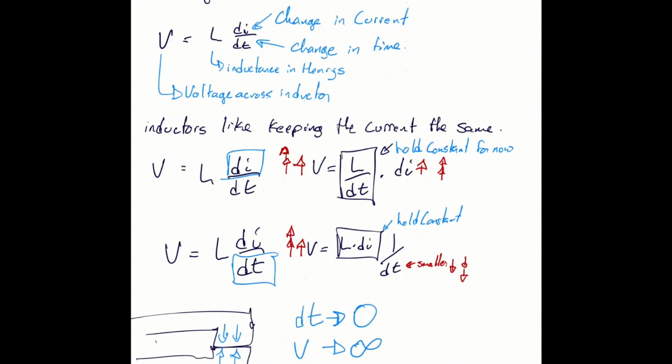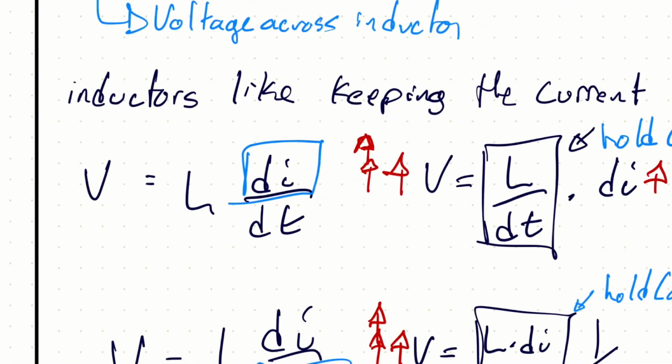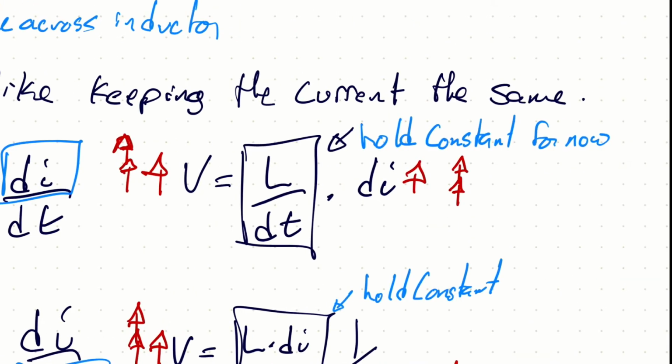If we take a look at the di part of this, let's rewrite our equation, slide things over. What we end up with here is L di/dt. Okay, we're going to hold that constant. We're going to not look at it. We're just going to look at what happens with di. And you can see if di goes up, V goes up. So the bigger the change in current, the bigger the voltage. You get a really big change in current, you get a really big voltage developed.